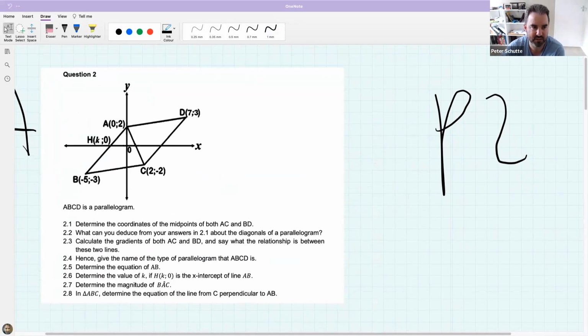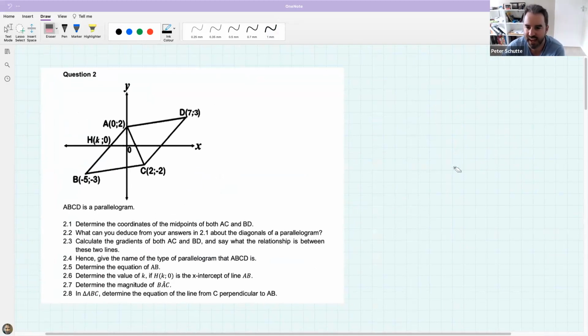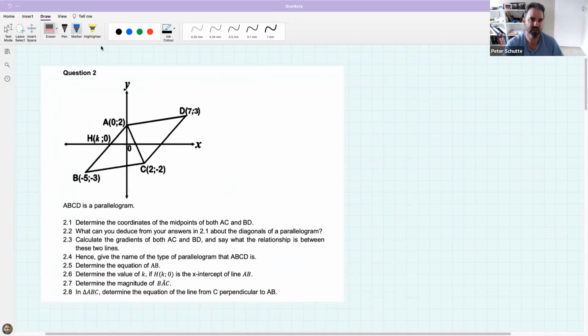Okay, so which paper is this in? This is in paper two, and it's what we call the analytical geometry section. It almost feels a bit like functions, except it's on the Cartesian plane, and it deals a lot with shapes and straight lines. We talk about things like diagonals and sides and quadrilaterals. So to start off today, we are going to try and determine the coordinates of the midpoints of both AC and BD. AC is one diagonal of the quadrilateral ABCD, and BD is the other diagonal.